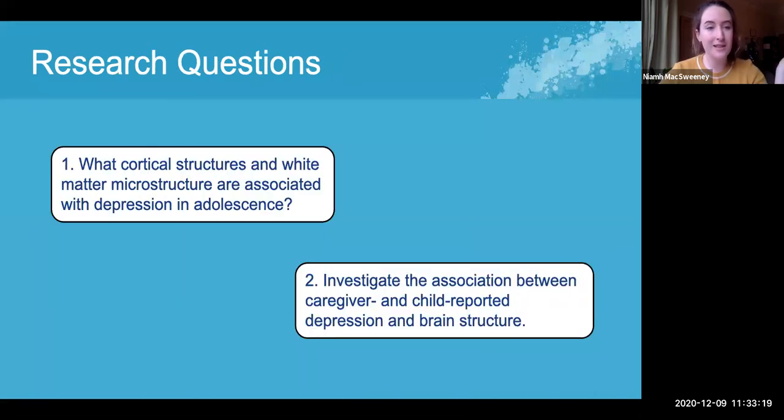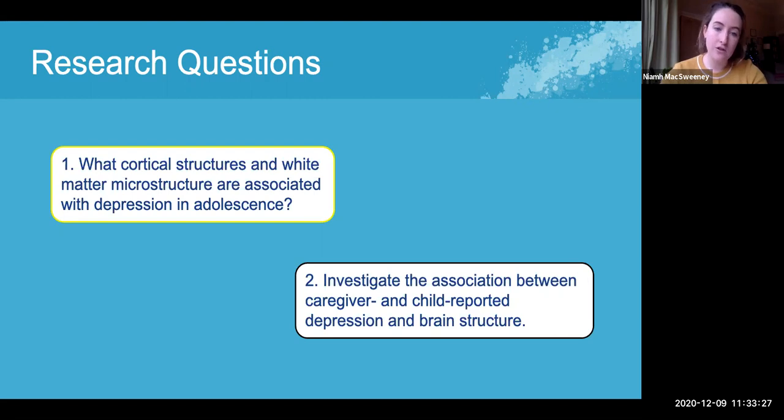So going back to the research questions that I brought up at the start of my talk, we wanted to see what were the cortical structures and white matter microstructure associated with depression in adolescents. And as discussed, we see similar findings to the adult literature in terms of reduced cortical volume and reduced white matter integrity. Then we also see notable differences in terms of the reduced surface area.